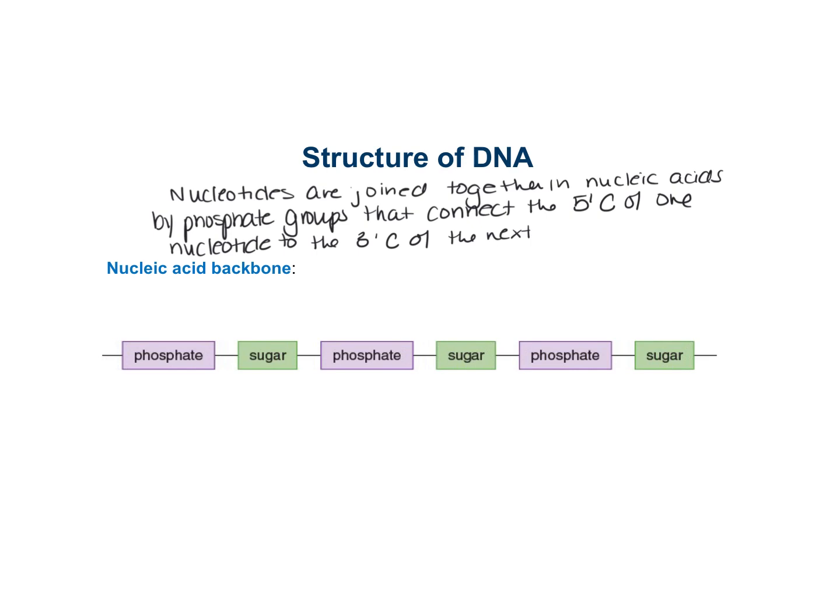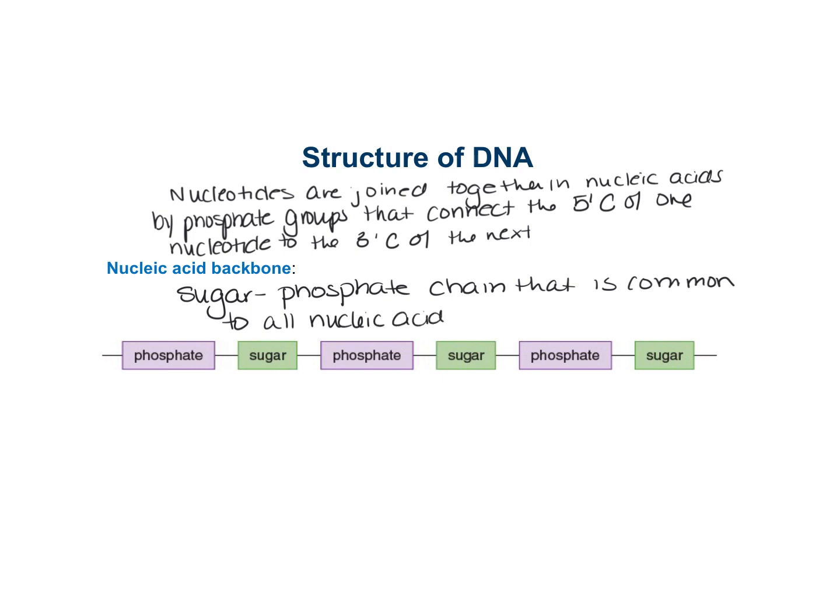So this is called a nucleic acid backbone, and this is just the sugar-phosphate chain that is common to all nucleic acids, which is RNA and DNA. And what we see here is a phosphate and a sugar, and then remember the nitrogenous base sticks out from the sugar. And so we end up with this chain of alternating phosphate and sugar units, and then the nitrogenous base is sticking out. And this is that primary structure of DNA. Okay. So this is our primary, that 1 degree is primary structure of DNA.